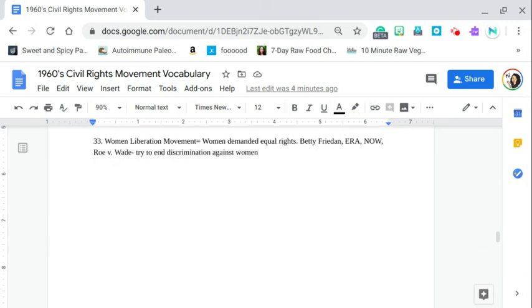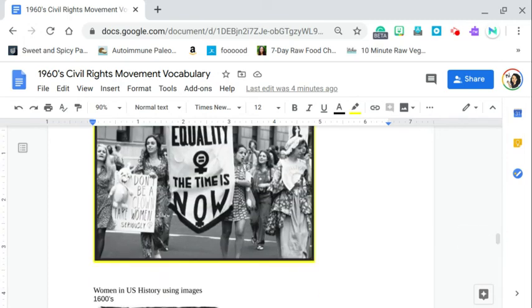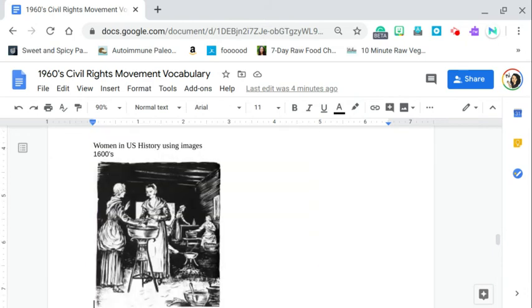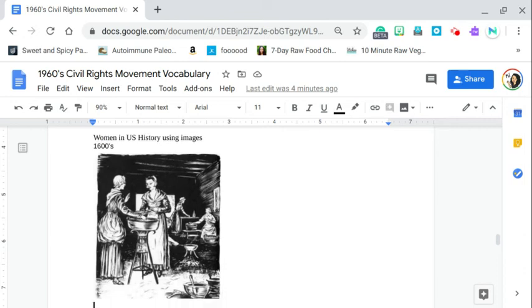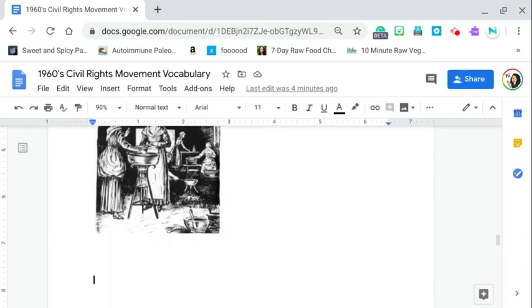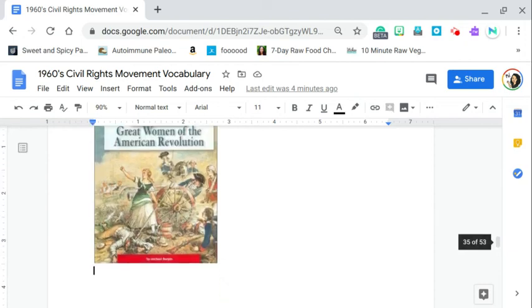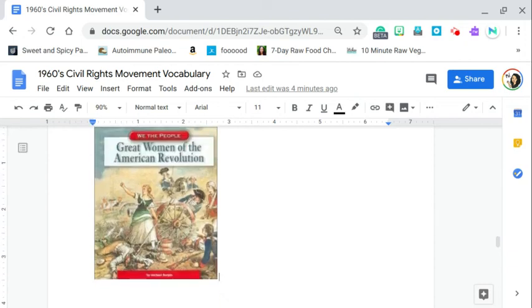Also, women say, hey, we're human too. We want equal rights. So here we have NOW, which is the National Organization for Women, and they want human rights. And I would like to do a quick history of women in U.S. history using images. So here we see in the 1600s the Pilgrims. The British Pilgrims, unlike the Spaniards, came with their family, and women were very much involved in the survival. Then we have the American Revolution.